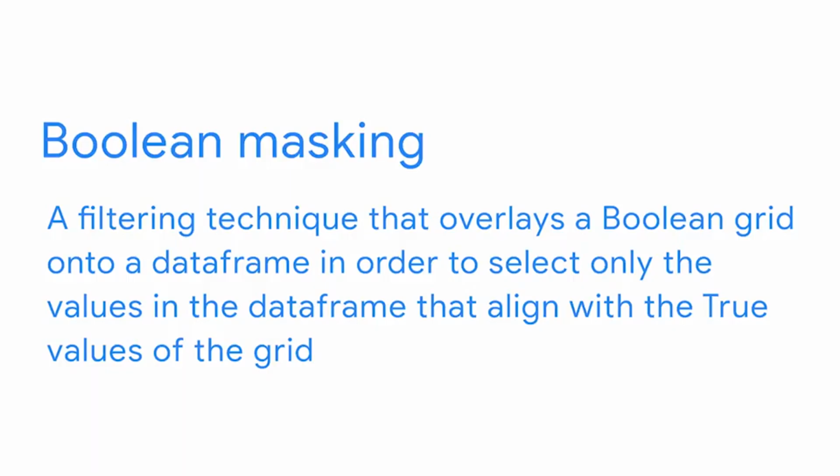With Pandas, you can use a powerful technique known as Boolean masking. Boolean masking is a filtering technique that overlays a Boolean grid onto a data frame in order to select only the values in the data frame that align with the true values of the grid. Data professionals use Boolean masking all the time, so it's important that you understand how it works.